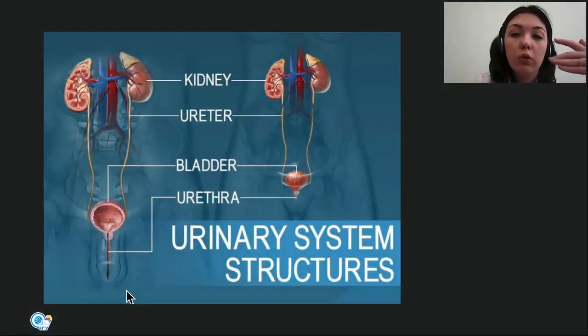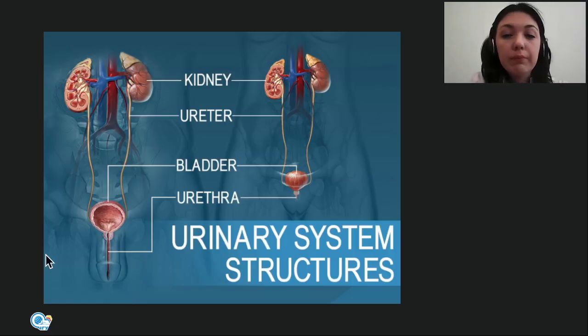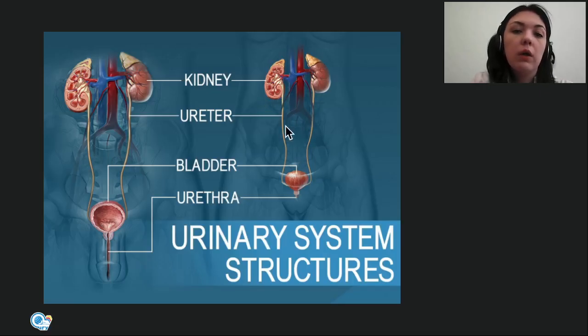That's why pathology of the urinary system causes problems not only with urine formation and excretion, but also with blood pressure, with pH in the blood, and so on. So structures of the urinary system are the following. They are kidneys, and then ureters, and both of them are paired organs, then urinary bladder, that is unpaired, and urethra. So there are 4 organs which belong to urinary system.